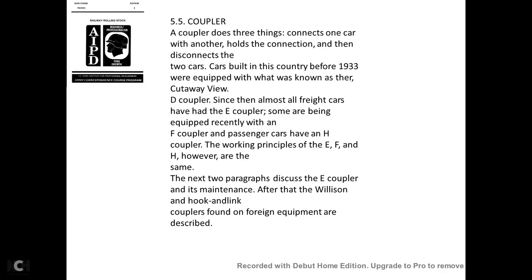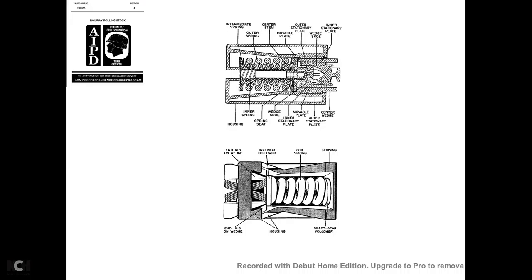The next two paragraphs discuss the E coupler and its maintenance, and after that the Wilson, Hook, and Lincoln couplers and foreign equipment are described. Here it shows the coupler and the draft gear spring kind.